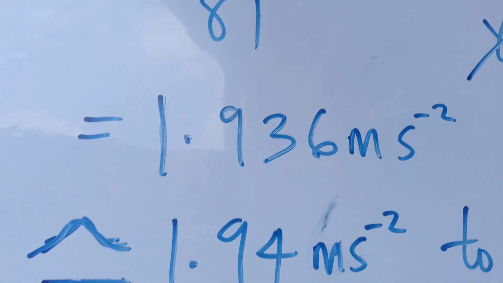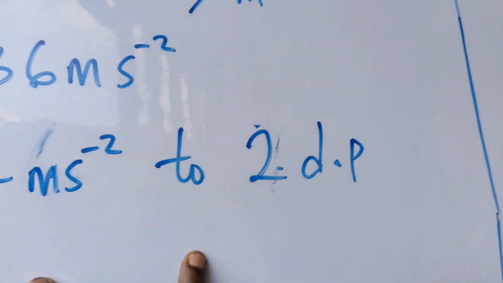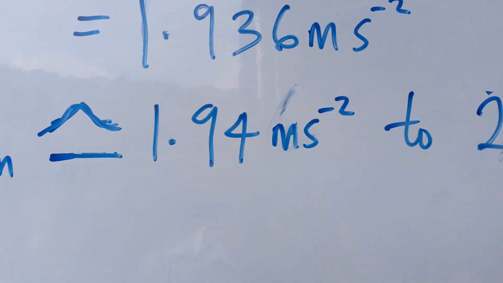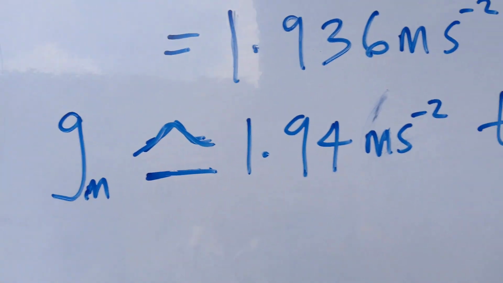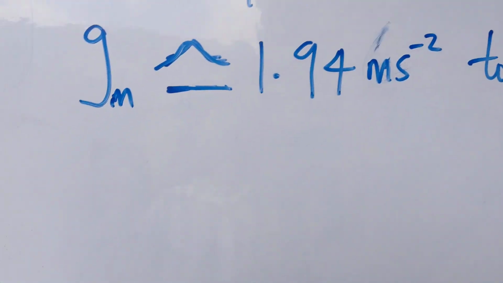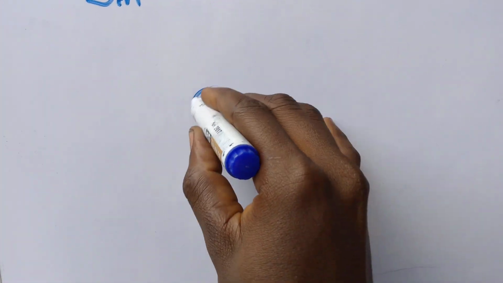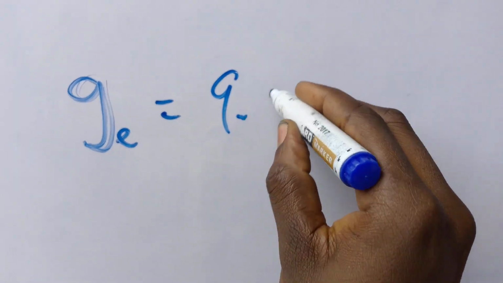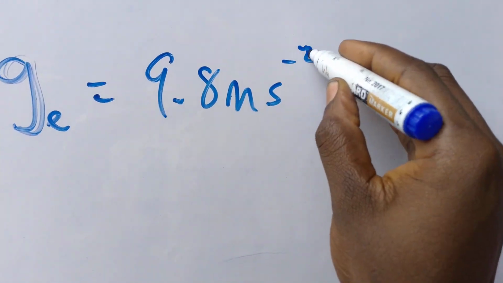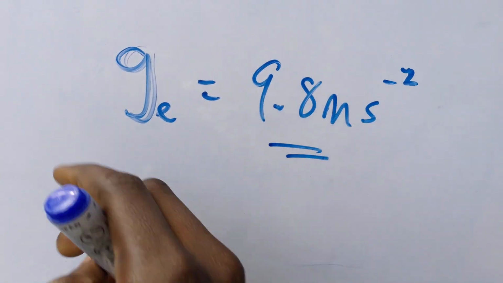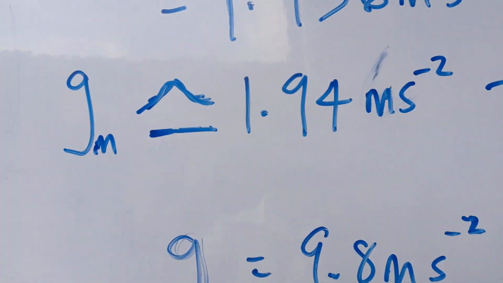With your scientific calculator, when you approximate, that is 1.94 meters per second square to 2 decimal places. So this is the acceleration due to gravity on the moon surface, and we should also know that the acceleration due to gravity on the Earth's surface is 9.8 meters per second square. It's a constant value, but that on the moon surface is 1.94 meters per second square.